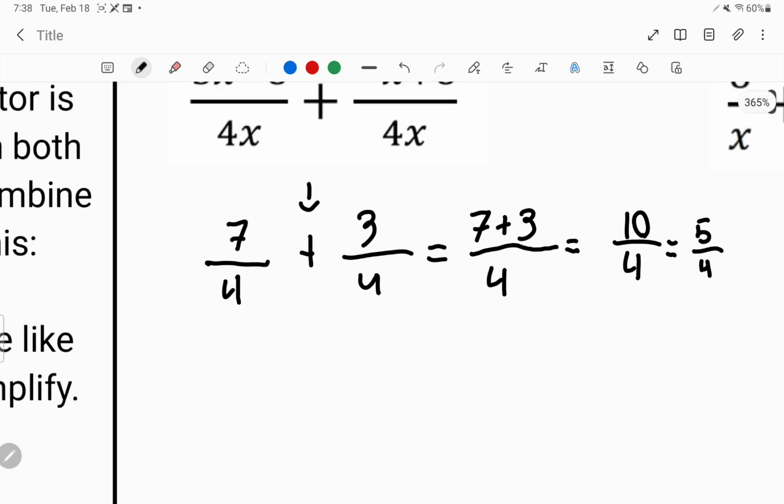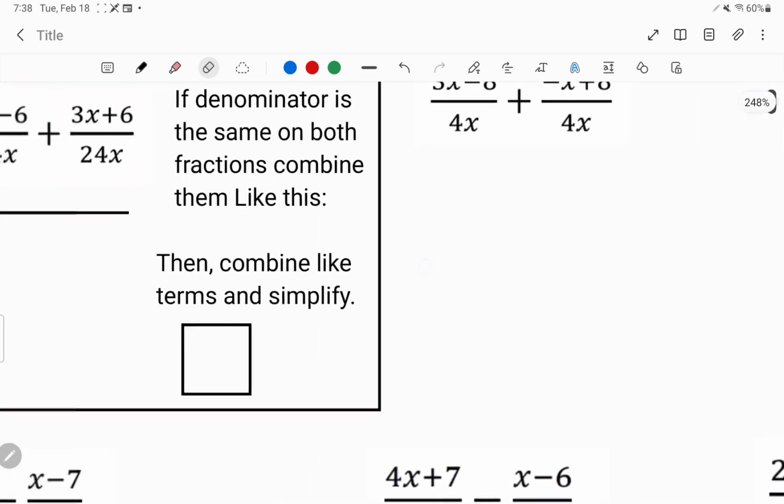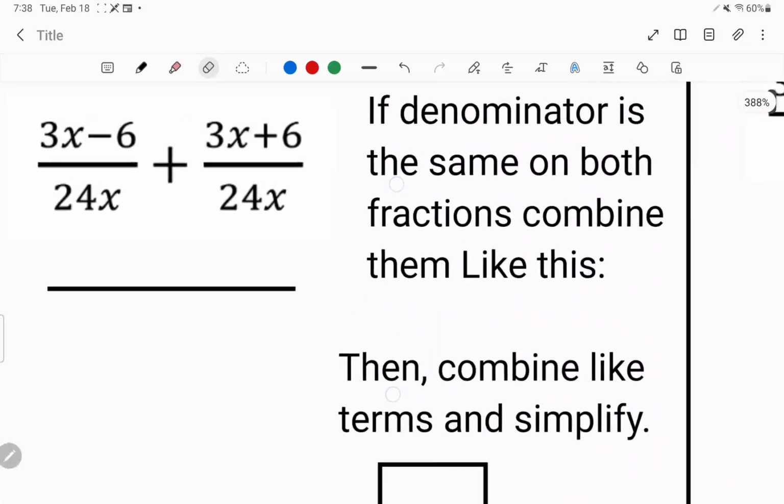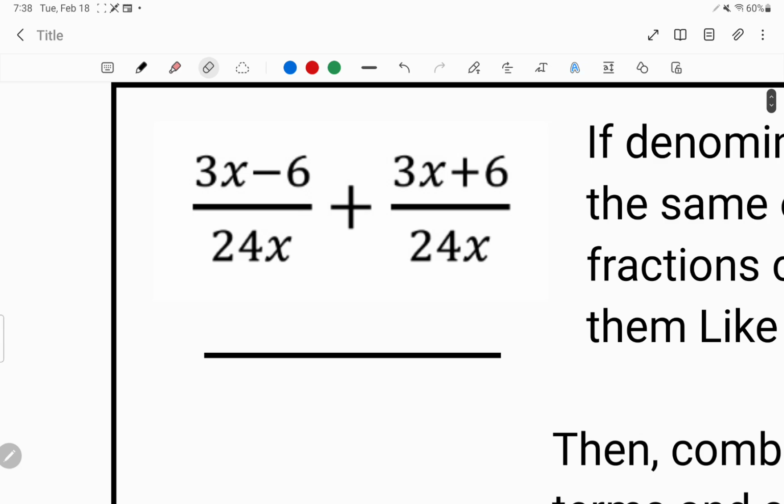But that's the same concept that we're going to start doing whenever it comes to this type of problems. All right, let's go with number 1. I'm probably going to do 2 of each. That way you guys can see at least 2 of them being done. Now, this is my problem. It looks a lot harder than the one that we just did, but look at the bottom. We have the same denominator.